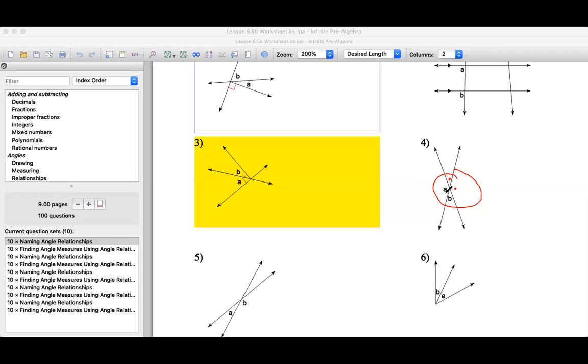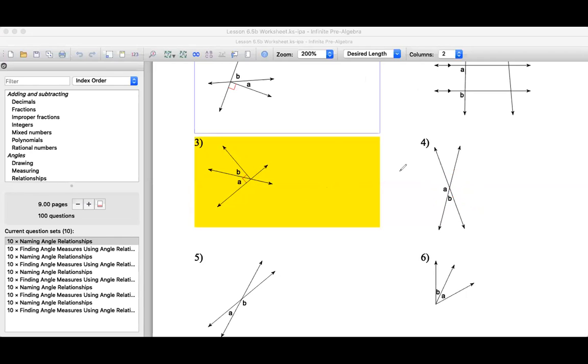They are adjacent and supplementary. I'm looking at this. They form a straight line right here. All right. Since you answered, and since you asked, number three are clearly adjacent, and they are complementary. Very good. Okay.